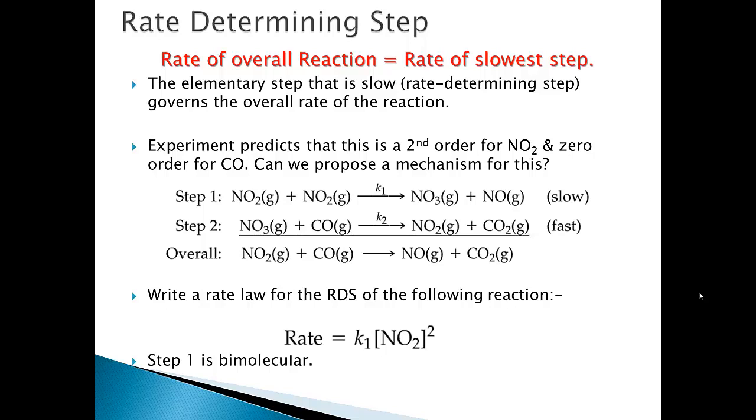Okay, so the rate law for the rate determining step of the following reaction, so rate equals k1 multiplied by the concentration of NO2 squared, because it's second order in NO2. It's zero order for CO, so we don't actually include that in the rate law. We can see that step 1 is our rate determining step. It's our bimolecular step as well.